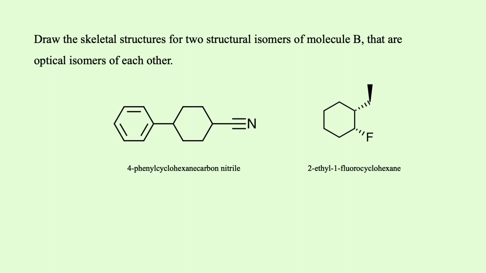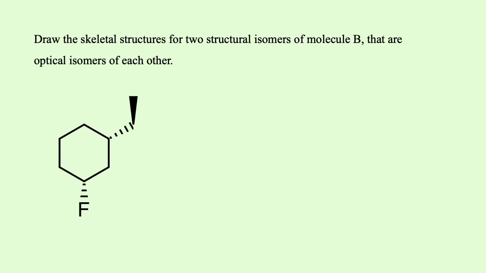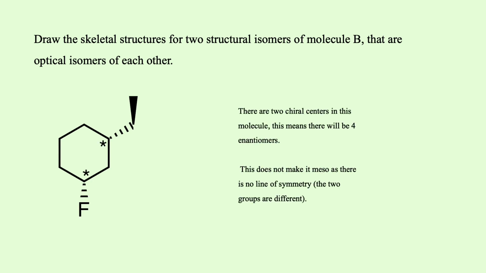Part D of this question asks us to draw the skeletal structures of the 2 structural isomers of molecule B, and they would be optical isomers of each other. There are 2 chiral centers within this molecule, which means there'll be 4 enantiomers. This does not make it a meso, as there is no line of symmetry between the 2 groups, and the groups are different.